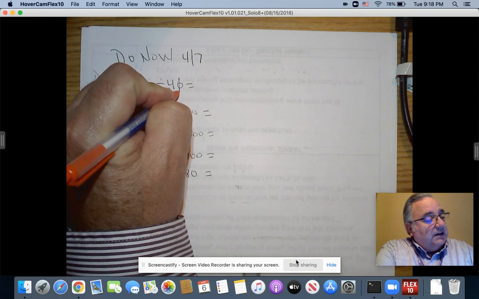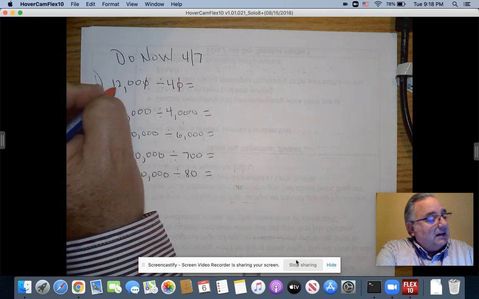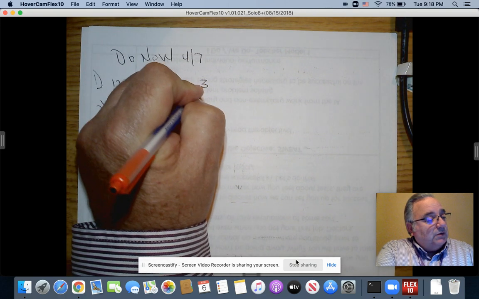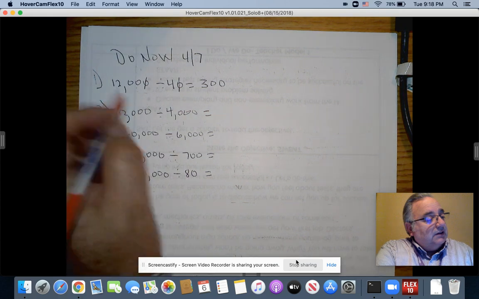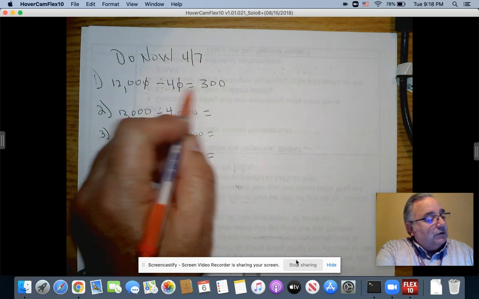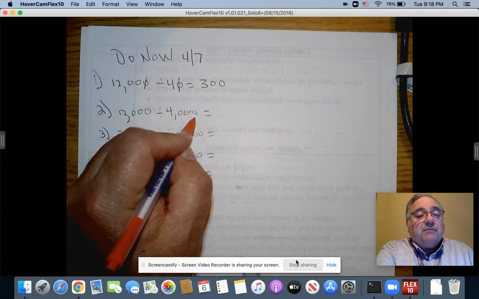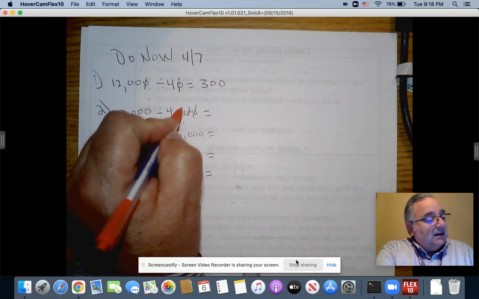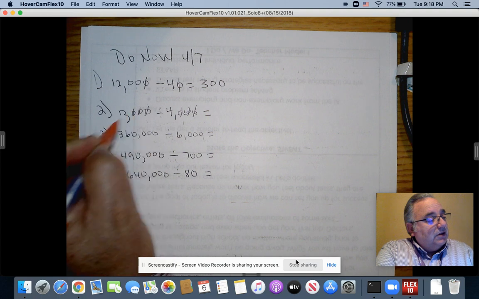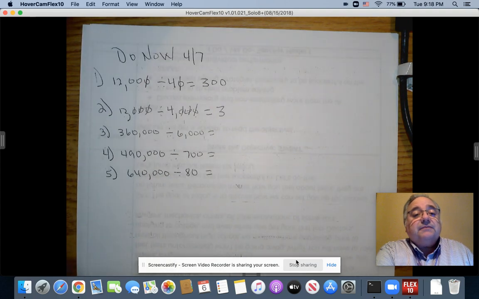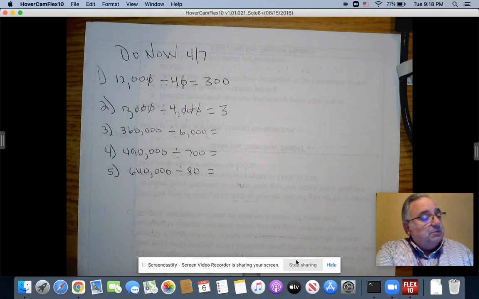I got 40 here. I can take out 1. That leaves us 1,200 divided by 4, which will give us 300. 2 zeros. 4 times 3 equals 12. Here I got 12,000 divided by 4,000. I'm going to take out 3 zeros. So it's 12 divided by 4, which gives me 3. The next one should be fairly easy.